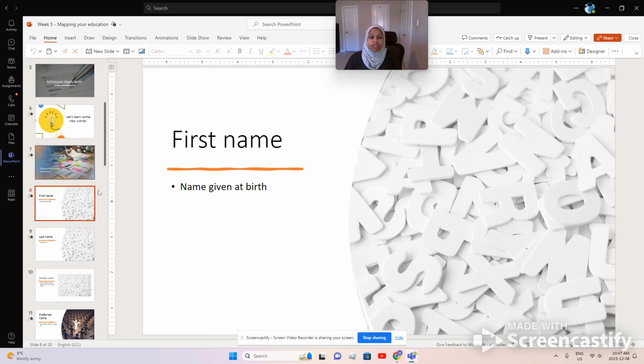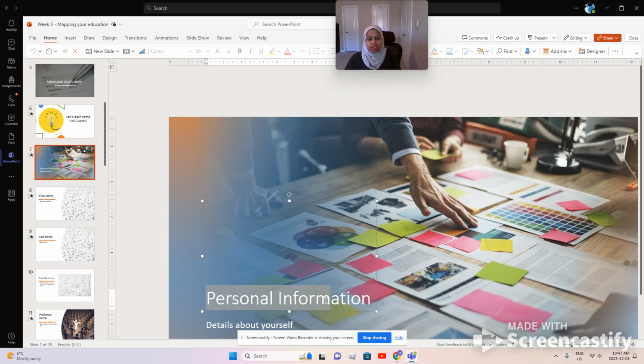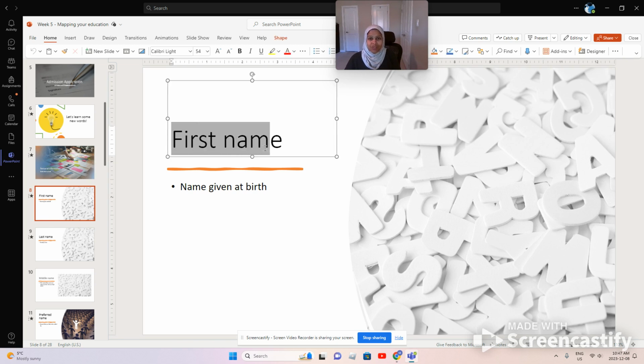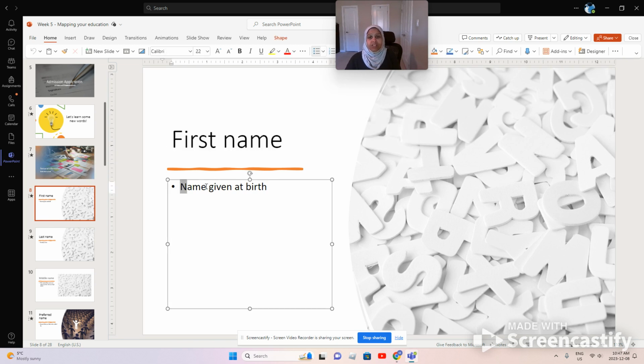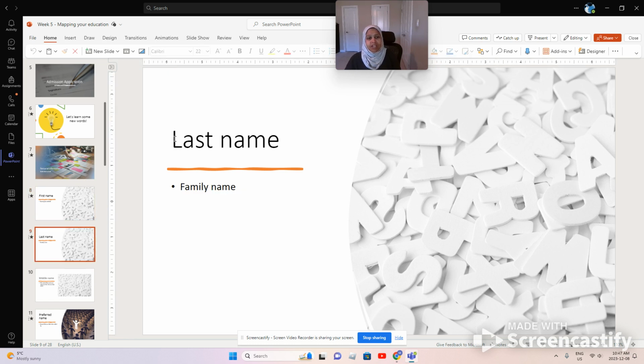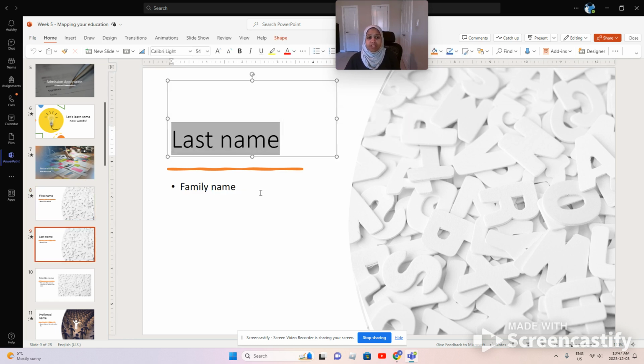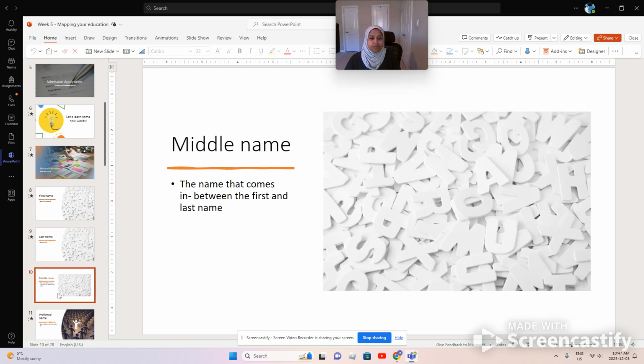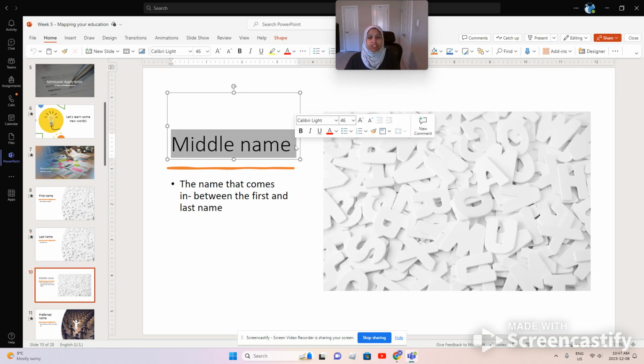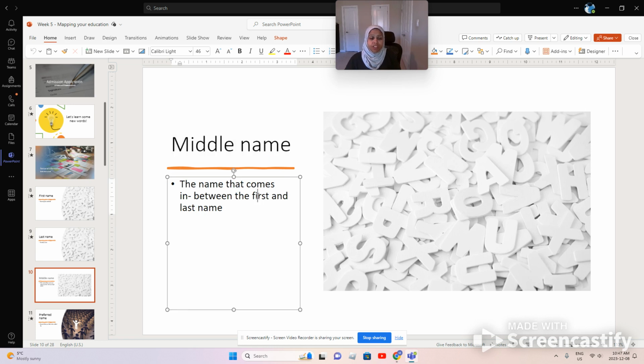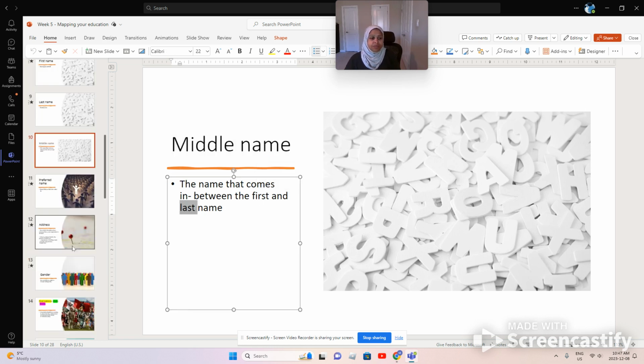When you are filling out an application, the first thing you're going to be asked about is personal information, things that are related to who you are. The first one would be your first name, your given name, the name that people call you. In my case, it's May. Your last name is your family name, and that's Ahmed. Your middle name could be your dad's name, and it's the name that falls in between your first name and your last name.